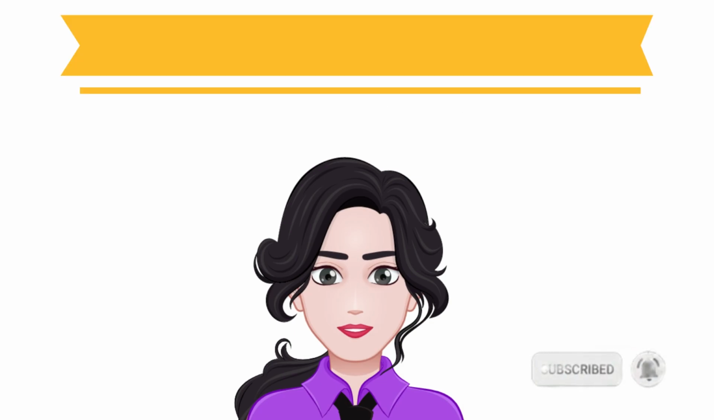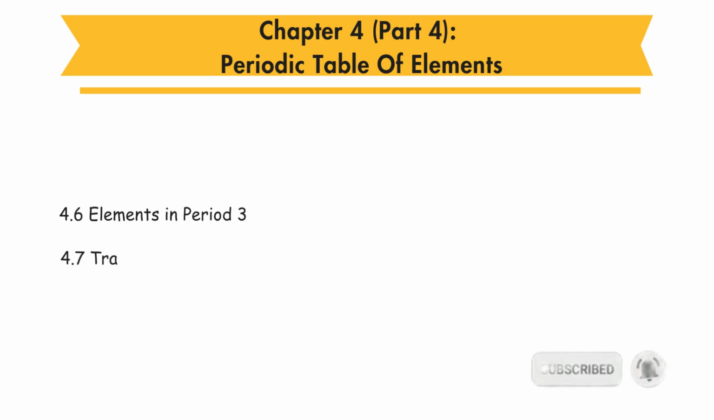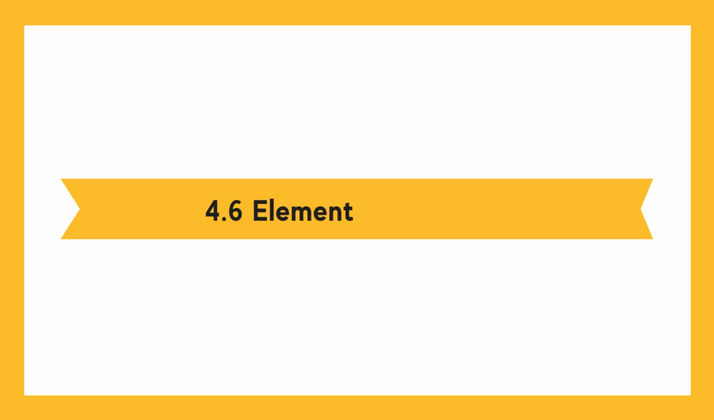Now, let's learn Form 4 Chemistry Chapter 4, Periodic Table of Elements Part 4. In this part, you will learn 4.6 elements in Period 3 and 4.7 transition elements. 4.6 elements in Period 3.